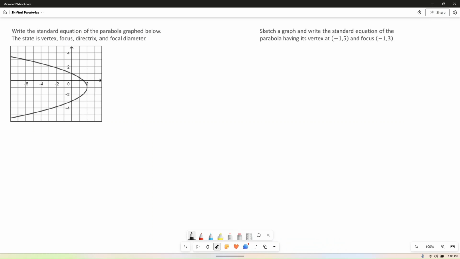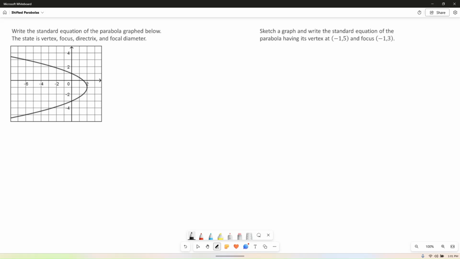Let's look at a few examples of parabolas in their standard conic form. We want to be able to maybe write the equation for a given graph, or if we're given the equation, we might want to sketch its graph. And then we want to also be able to identify the key characteristics. So that would be the vertex, the focus, the directrix, the focal diameter, and then maybe the axis of symmetry. Okay, so those few characteristics there that we want to be able to identify.